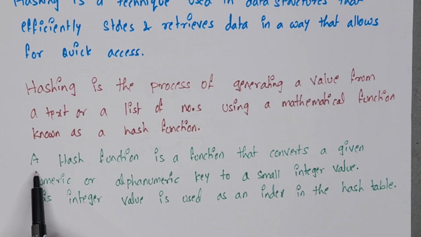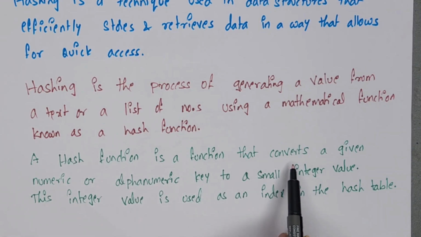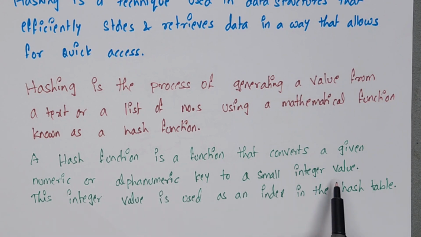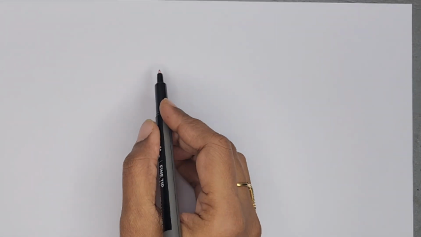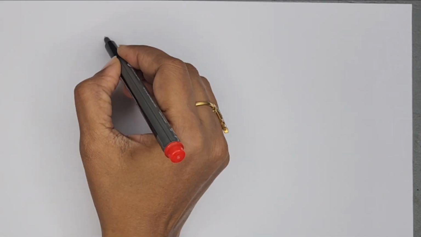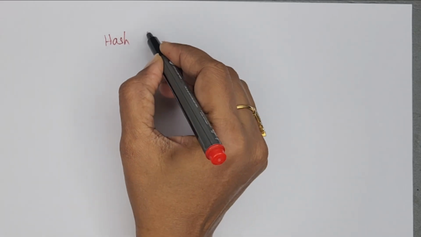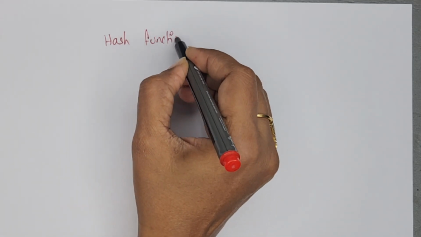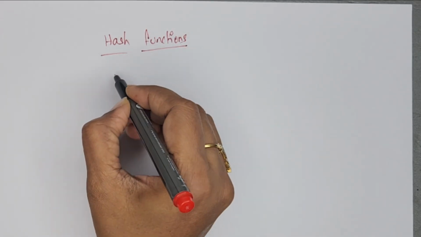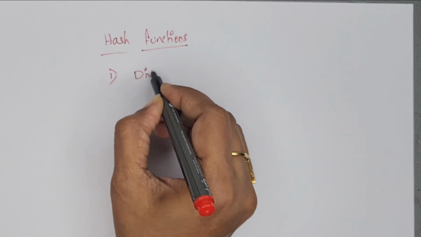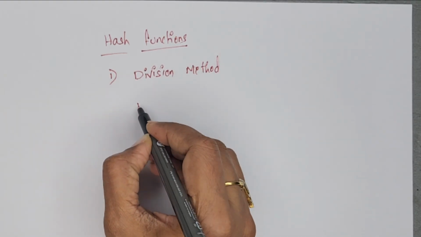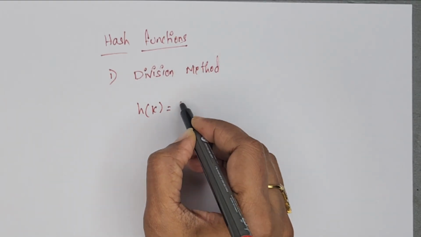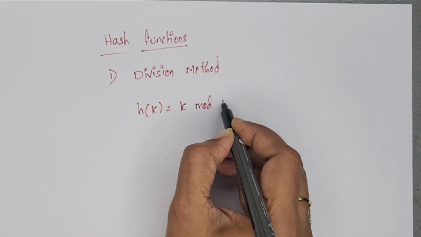So we'll see what a hash function is. A hash function is a function that converts a given numeric or alphanumeric key to a small integer. This integer value is used as the index in the hash table. Next we will see types of hash functions. There are different types of hash functions. I am going to discuss the important ones. The first one is the division method. The hash function is h(k) = k mod m.